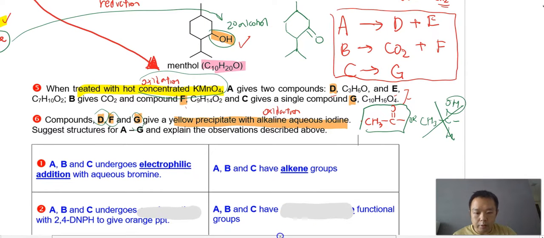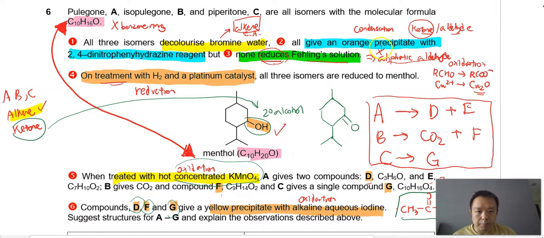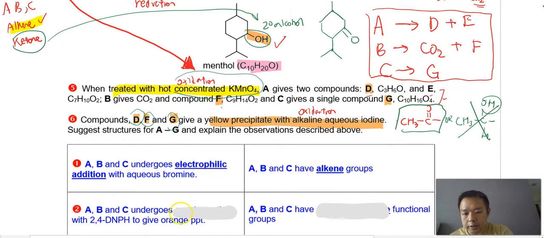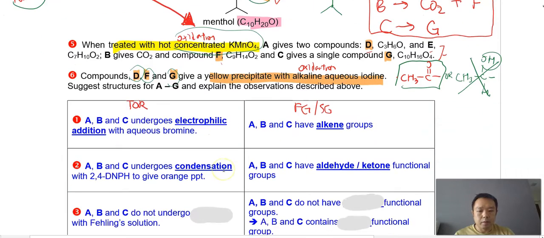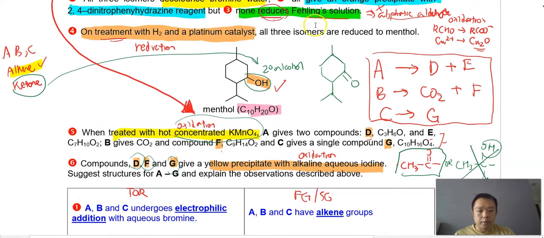Then for the reaction with 2,4-DNPH, number 2, it's the condensation reaction, and we conclude that A, B, and C have the ketone or aldehyde functional group. So notice that I'm very systematic in terms of stating the type of reaction together with the functional group or structural group. Alright, I can do it in a tabular form so that it's easy to see the relationship. Okay, now we move on to the Fehling's solution.